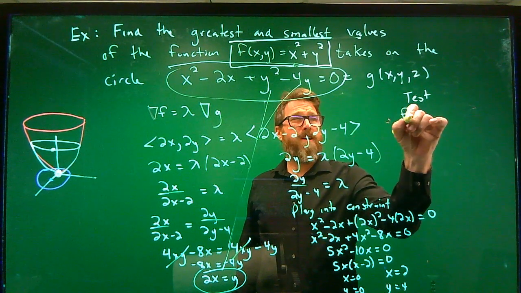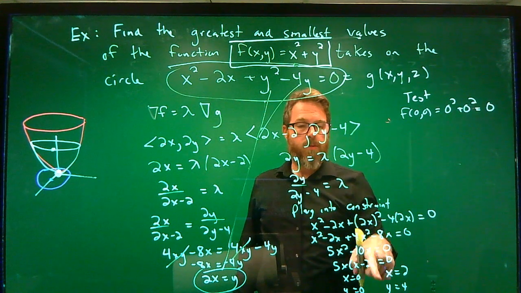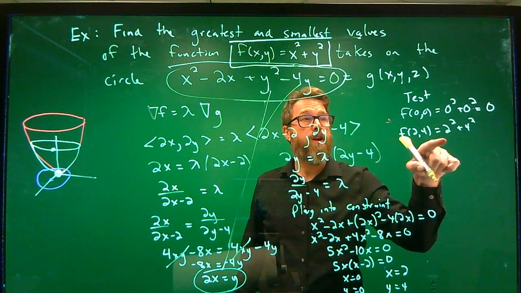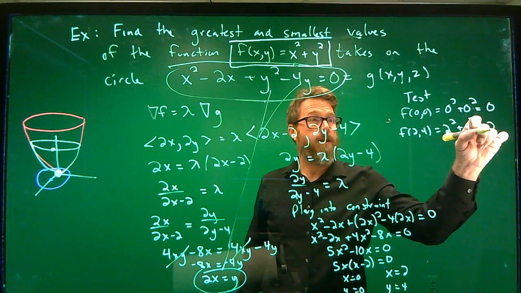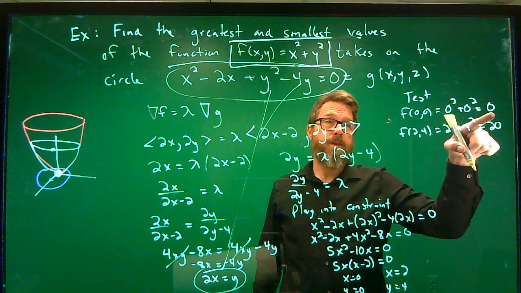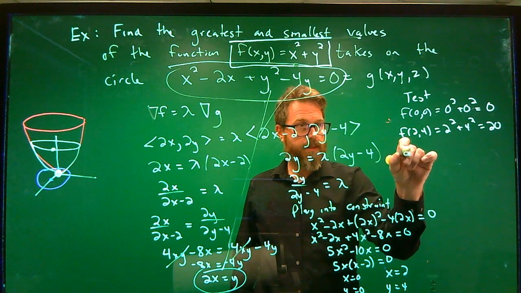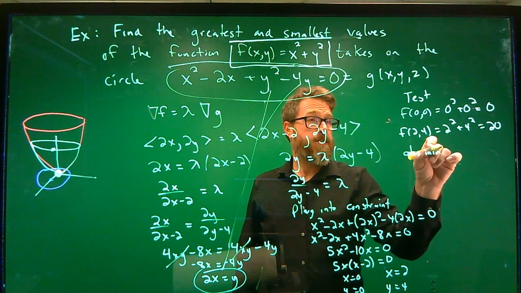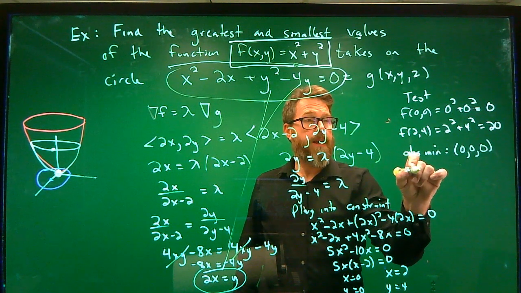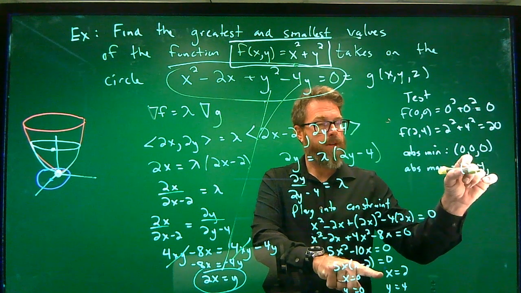What is f of 0, 0? Well, this is 0 squared plus 0 squared, which is equal to 0. And then what is f of 2, 4? f of 2, 4 is going to be 2 squared plus 4 squared. So 4 plus 16 is going to be equal to 20. So that means this one is going to be the minimum, and this one's going to be a maximum. I'll just say it in point form. x is 0, y is 0, z is 0. And then the absolute max, x was 2, y was 4, and then z is 20.